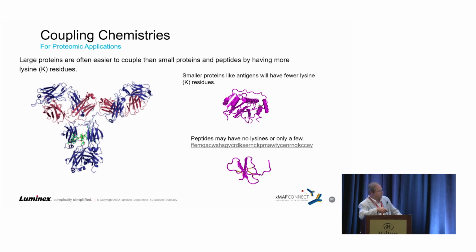When you start getting into things like peptides, sometimes they may have no amines on them, or maybe only the terminal amine, or a few amines that will allow you to couple them. But still, sometimes these are so small you might not want to couple them directly to the bead. We have a couple of other ways that you can do that, which I won't go into here because you all want to get to the happy hour, okay?